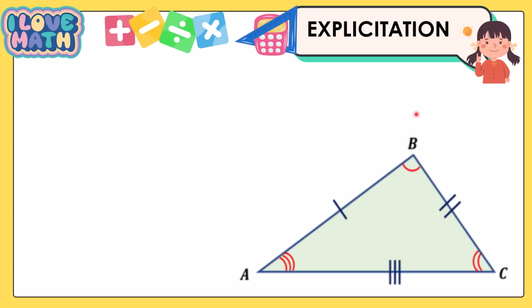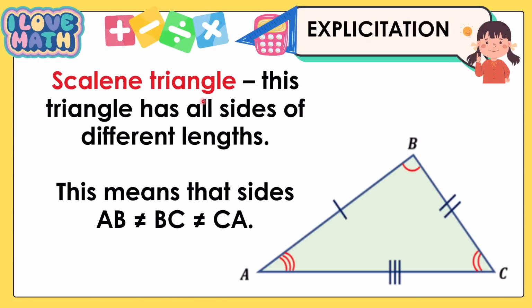Scalene triangle. This triangle has all sides of different lengths. This means that side AB is not equal to BC is not equal to CA. Again, scalene triangle has all sides of different lengths.